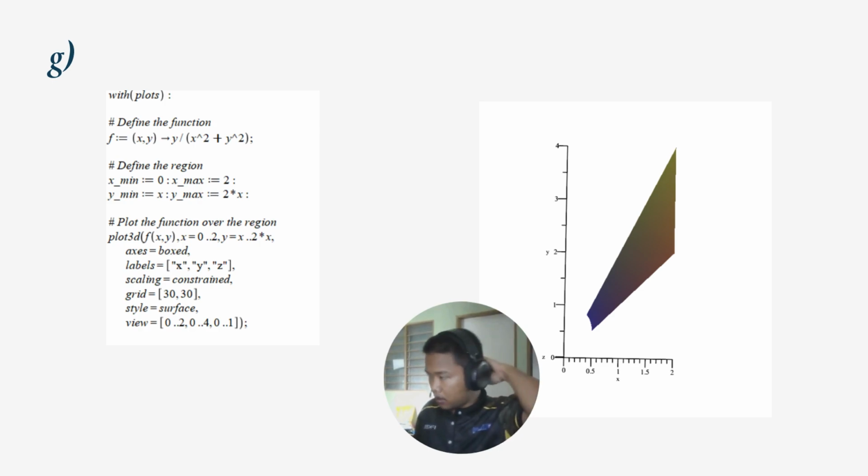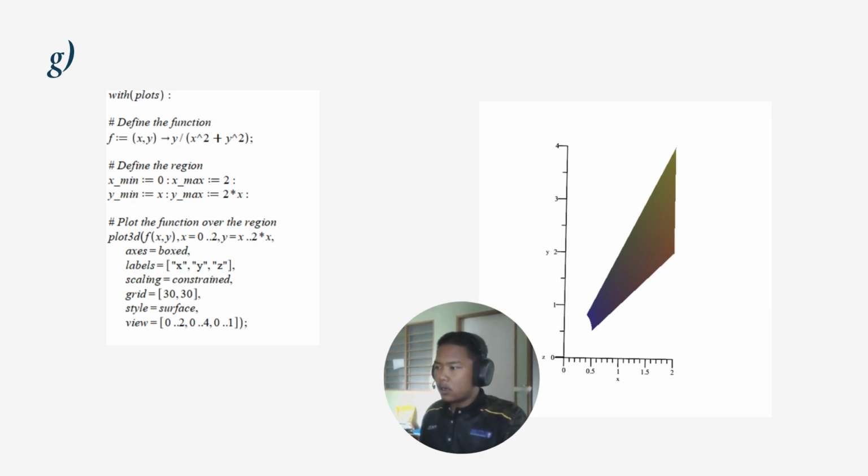So for the last question, which is 5g. As usual, starting with the plots, and the first one is to define the function. So this is the code, this is the equation. The second one is to define the region. Region is the region for the sketching, the shaded region. And for the last one, plot the function over the region.